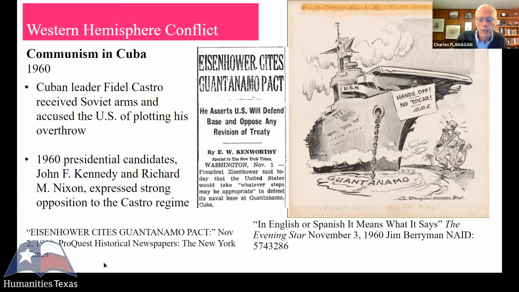And it's just a couple of days before the Nixon-Kennedy election in 1960. And you can see Eisenhower, who's still president, says that the U.S. will defend the base. And the question of U.S. policy versus Cuba is going to get very intense, but this is really the start of the saber rattling by both sides.